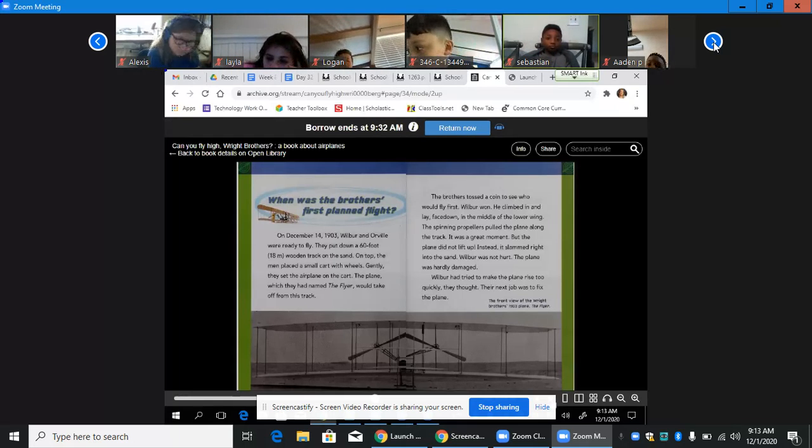They put down a 60-foot wooden track on the sand. On top, the men placed a small cart with wheels. Gently, they set the airplane on the cart. The plane, which they named the Flyer, so that was the name of the plane, would take off on this track.